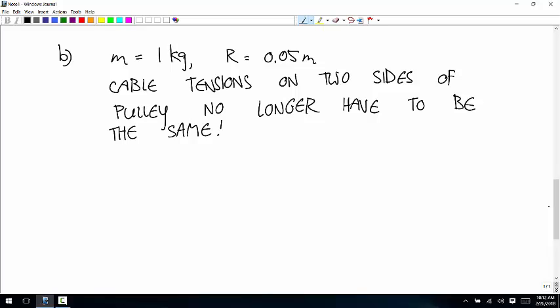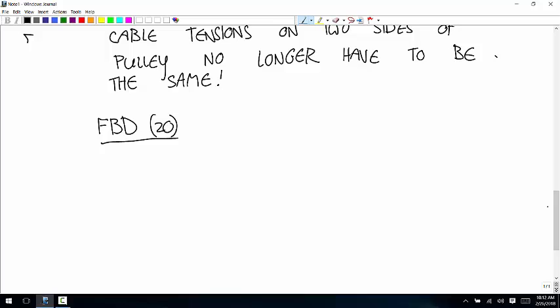Okay, well, we're going to start with those same two particle problems. So I'll do a free body diagram of the 20. There's a weight force of 196.2. There's a tension force I'll call T20.